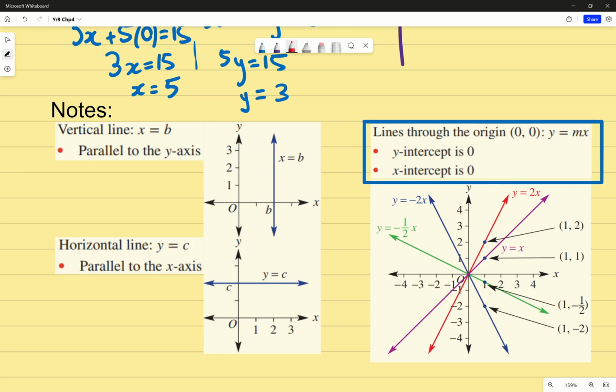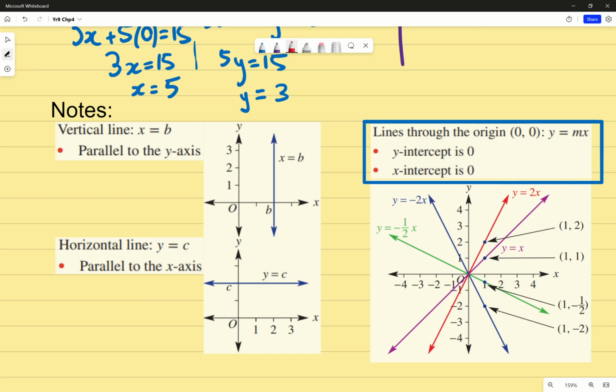With this line right here, let's say, for example, b is 3. If b is 3, that x value of b never changes. It's always going to be 3. The y value could be negative a billion, it could be 0.03, doesn't matter. But our b value is always going to be 3. So x equals b is consistent, it is parallel to the y-axis.